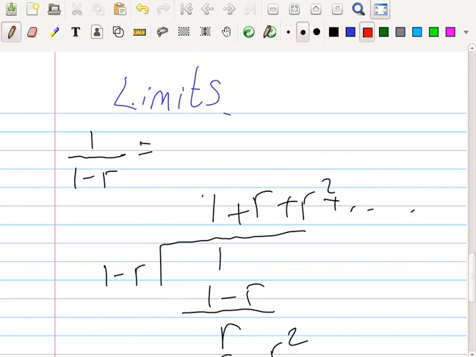So we have this result. 1 over 1 minus r equals 1 plus r plus r squared plus r cubed, and so on. Infinite, no limit.